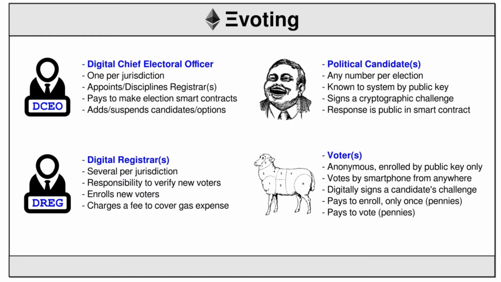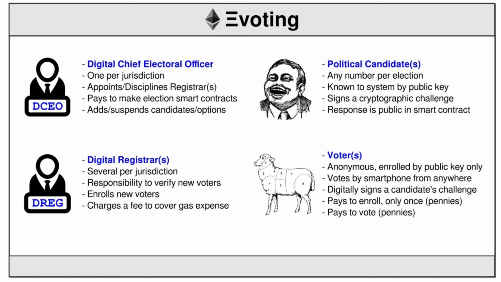At top right we have political candidates. We might have any number of those per election. Every digital candidate is known in the system. Their identity is a public key, and to be a candidate in an election they have to sign a cryptographic challenge, and their response to that challenge is then published in a smart contract.